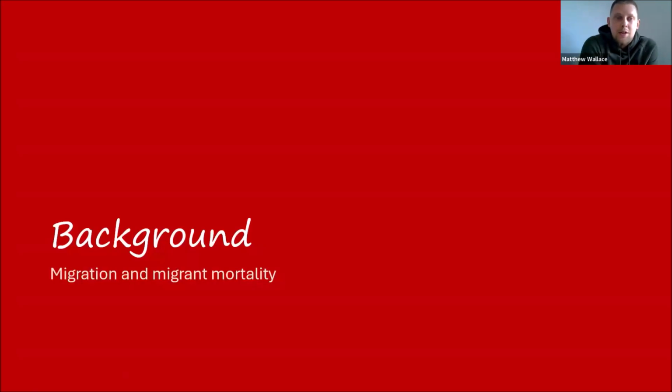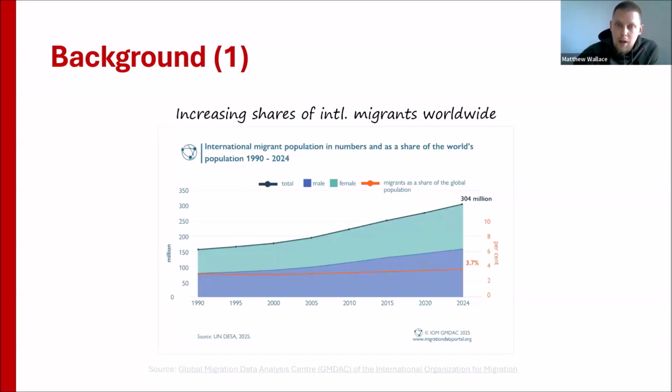I will crack straight on with the meat of the presentation today. So I just wanted to provide you with some background about migration and migrant mortality. We all want to convince other people that what we're doing is important and worthwhile, so I'll just try and lay some groundwork before I show you some results.